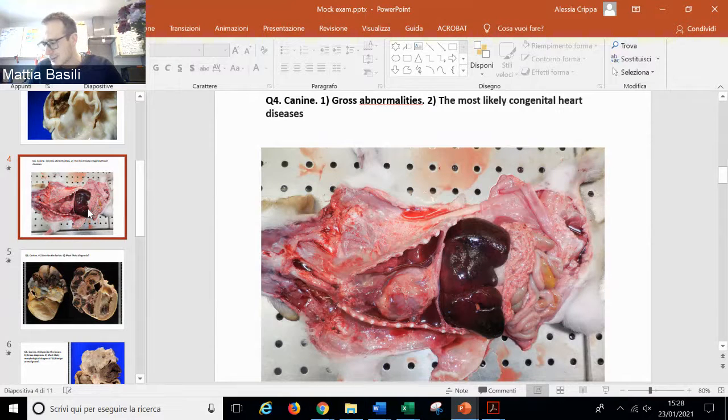So yes, I put large liver, serous. I called it a serous antelope, but I don't know if it's correct.